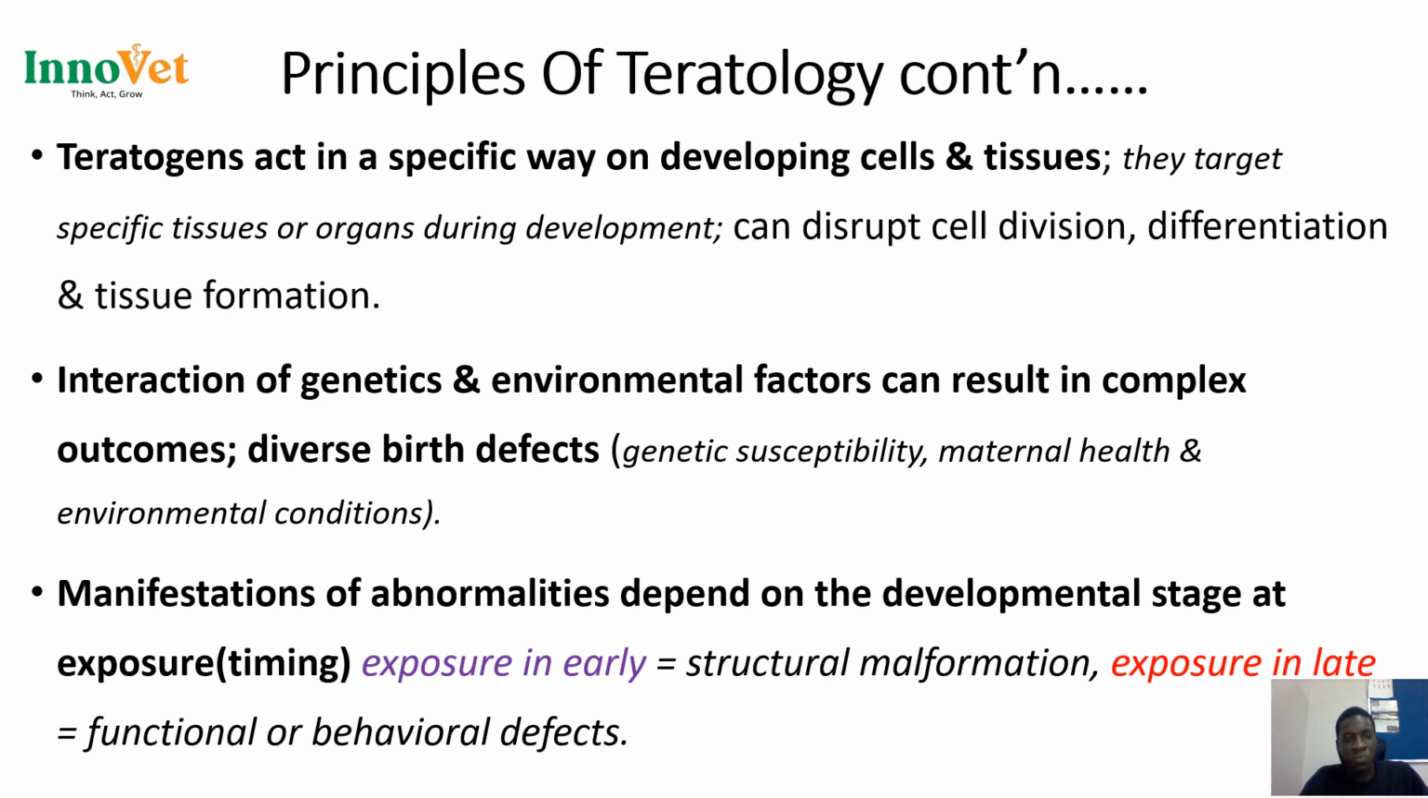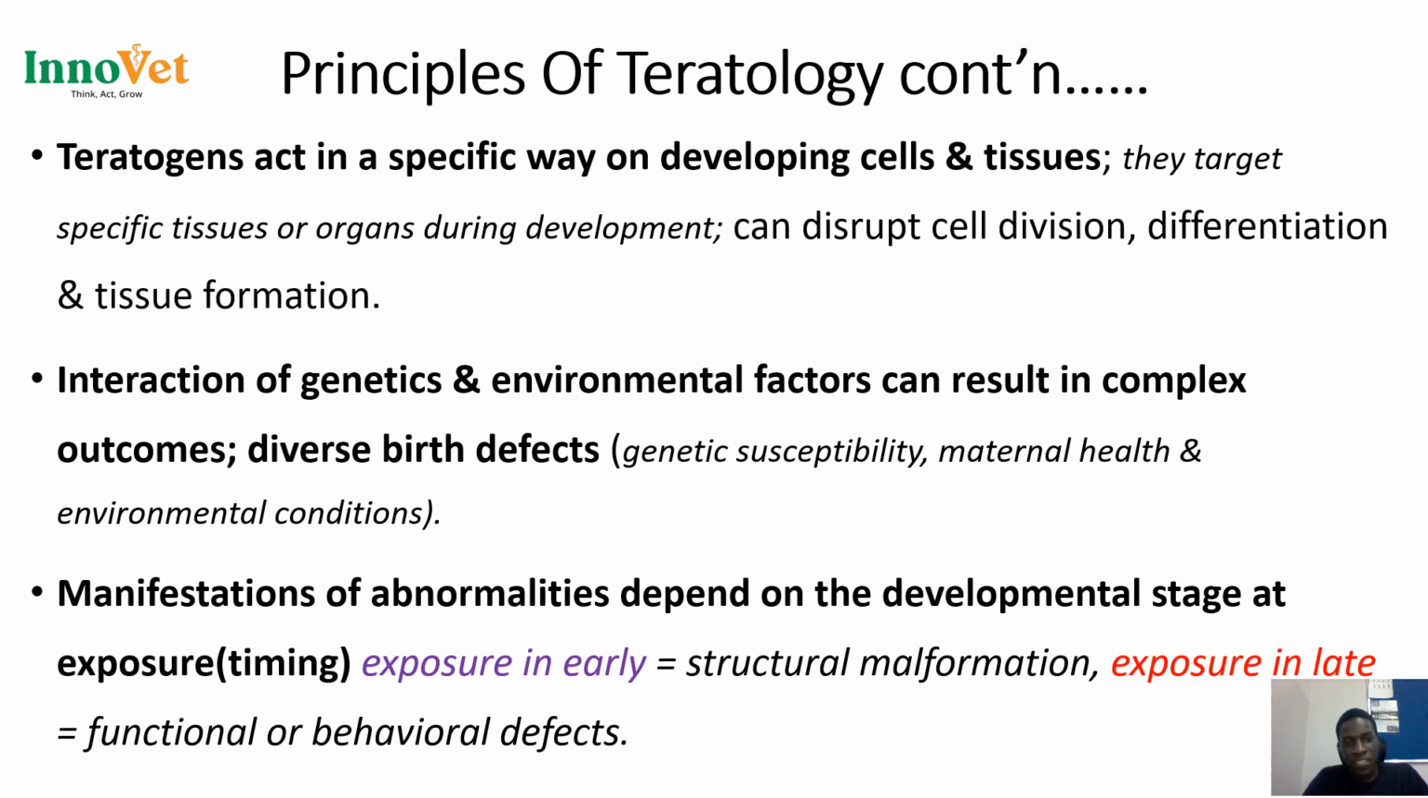Then the fifth principle is that the interactions of genetics and environment can result in complex outcomes, meaning if there are, for instance, unstable genetics of a given conceptor and the environmental factors are extreme, the combination of these can result in diverse congenital effects, which are most times lethal. And this summarizes that genetic susceptibility, maternal health, and environmental conditions are key factors in bringing about these congenital anomalies.